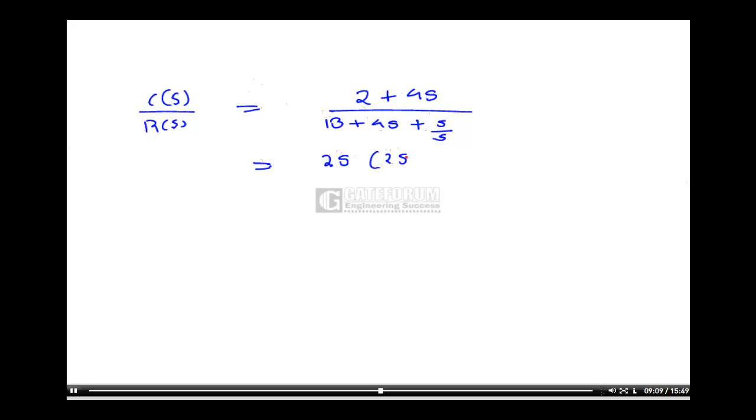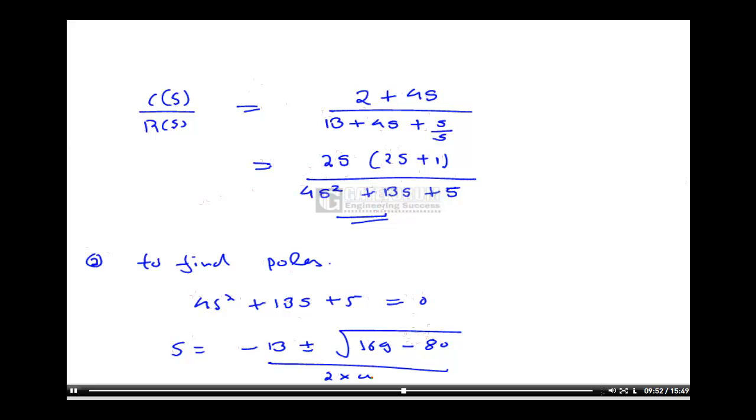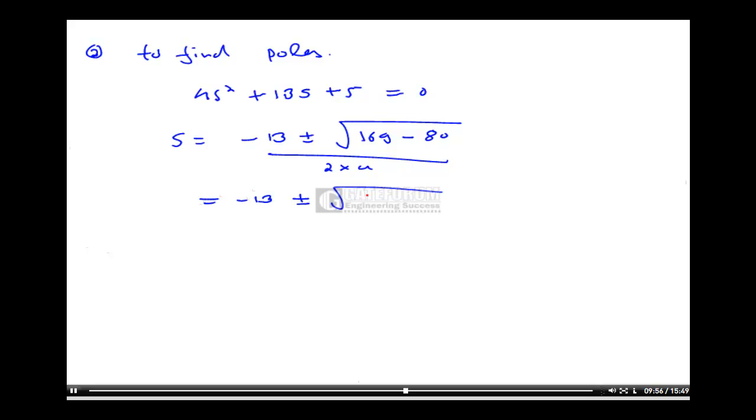On solving, this will be (2s plus 1) upon (4s square plus 13s plus 5). This is the overall transfer function. Now for the second part, to find the poles, you have to find the roots of this equation. So s equals minus 13 plus minus under root of 169 minus 4ac, 4 into 4 is 16, into 5 is 80, upon 2 into 4. So this is equal to minus 13 plus minus under root of 89 upon 8. These are the two poles of the system. This way this problem is solved.